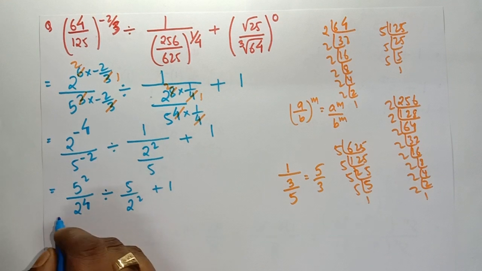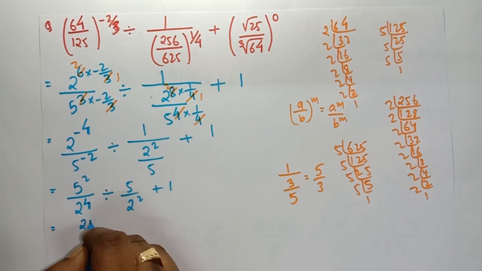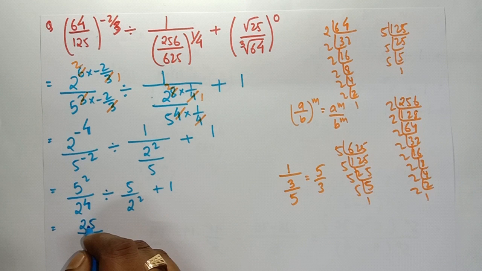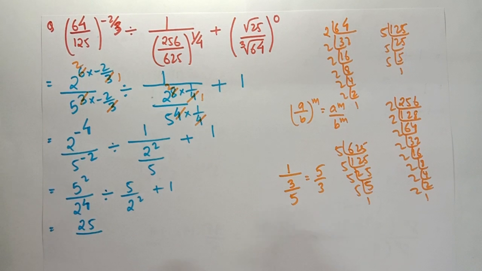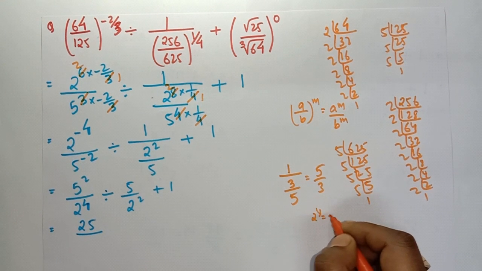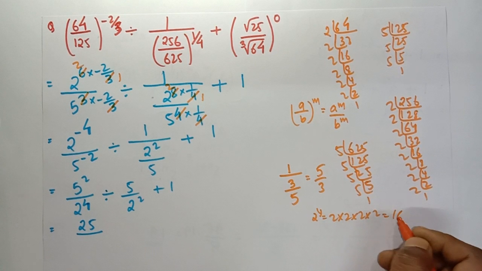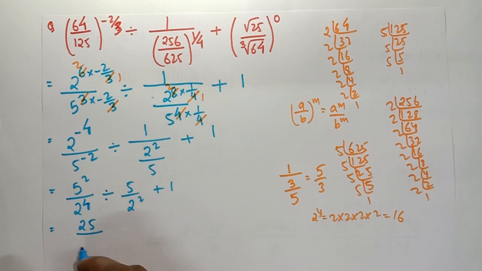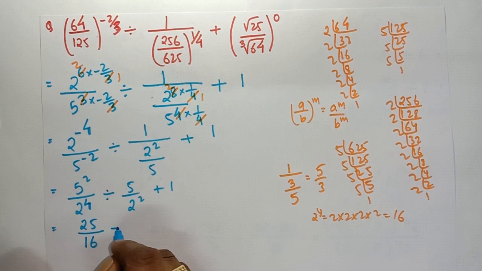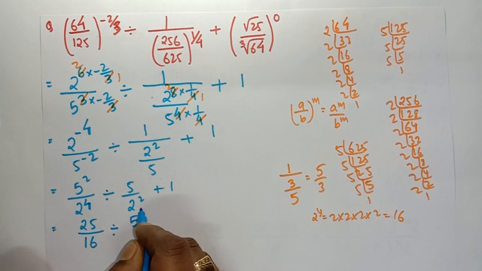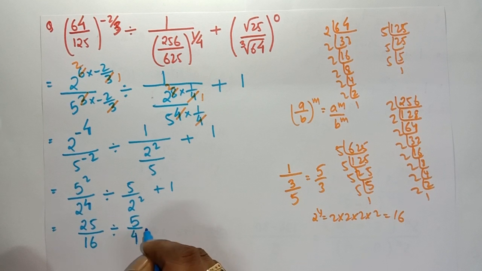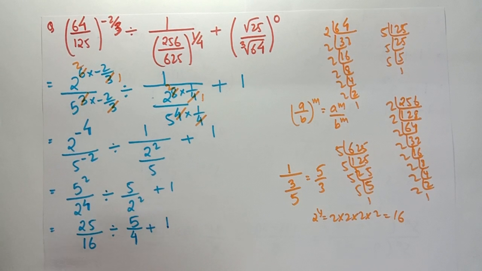Now what will this be? 5 square is how much? 25. 2 to the power 4 means 2 into 2 into 2 into 2. 2 2s are 4, 2 4s are 8, 2 8s are 16. So how much did I get? 16. So this will be your 25 divided by 16, and the other term is 2 square means 2 to the 4, plus 1.